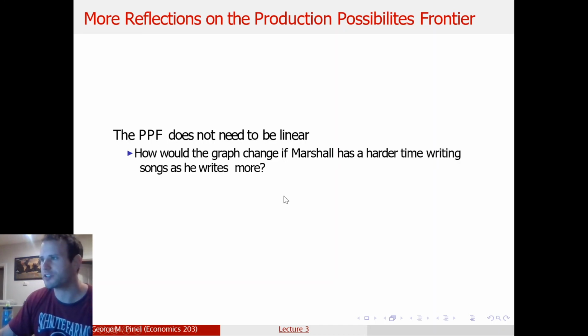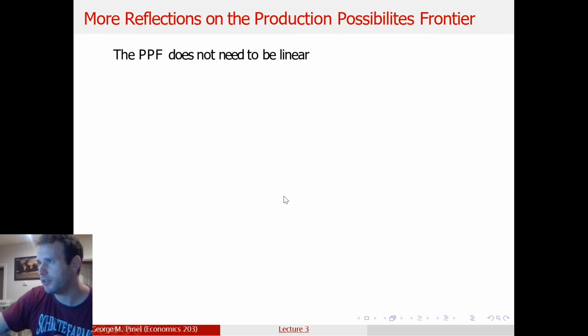What does that depict? So if Marshall had a harder time writing songs as he writes more songs, so the first song comes to him like that. The second song, yeah, he's still got it. He's got some ideas stewing up, but the first song was easier to write. The second song, a little less easier. The third song, a little less easier. Okay. How would the graph change? So we call that diminishing marginal production, by the way.